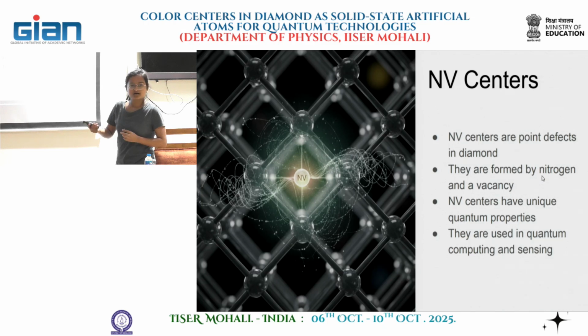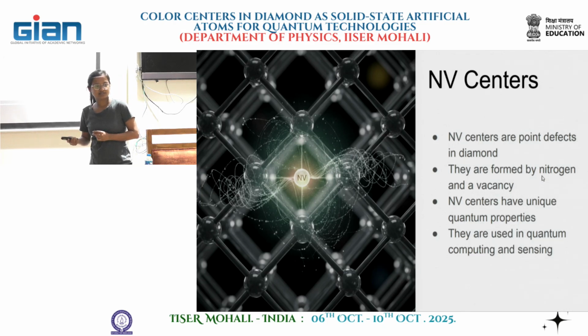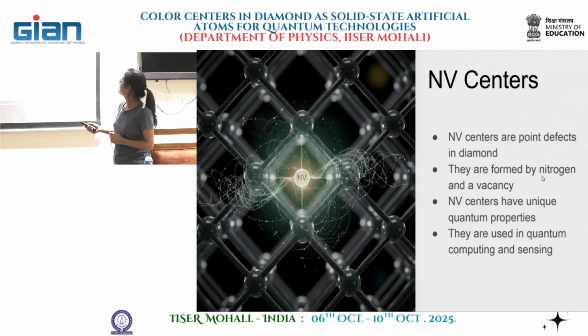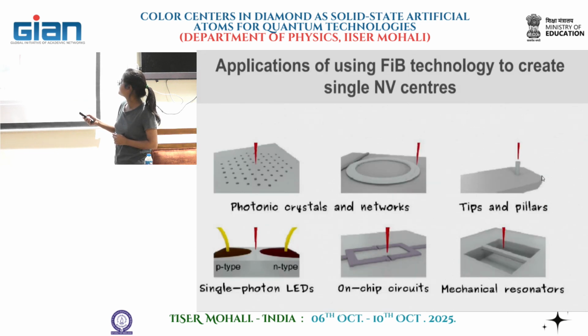As almost everybody has explained what NV centers are, I'm not going into that. In short, they have unique quantum properties, and they are nitrogen vacancy defects: we bombard nitrogen into the carbon sheet, and then we get the NV centers. They are used in quantum computing and sensing.